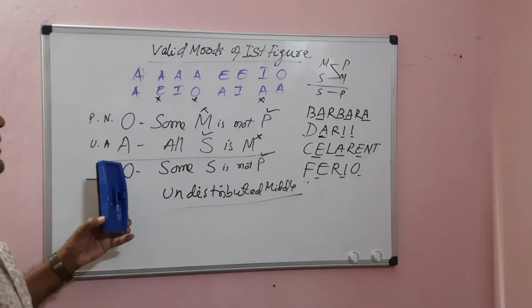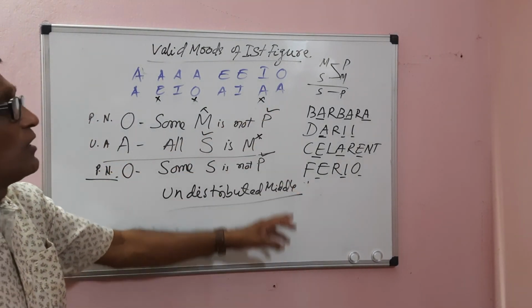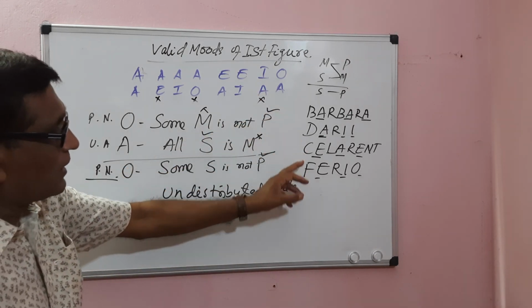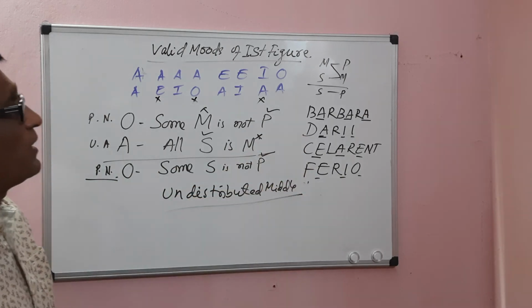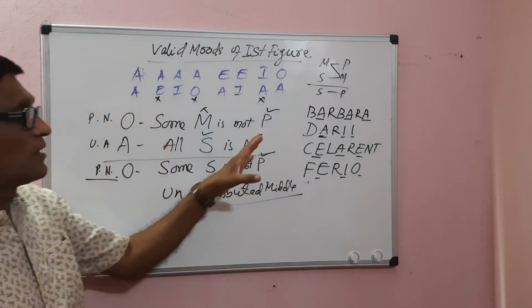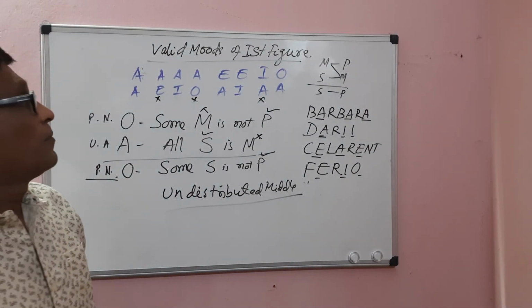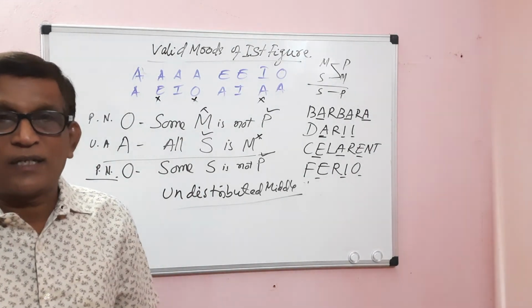Out of these eight, we got only four valid moods in the first figure: Barbara, Celarent, Darii, and Ferio. These are the only four valid moods in the first figure. We will discuss the valid moods of the second figure in the next lecture. Thank you.